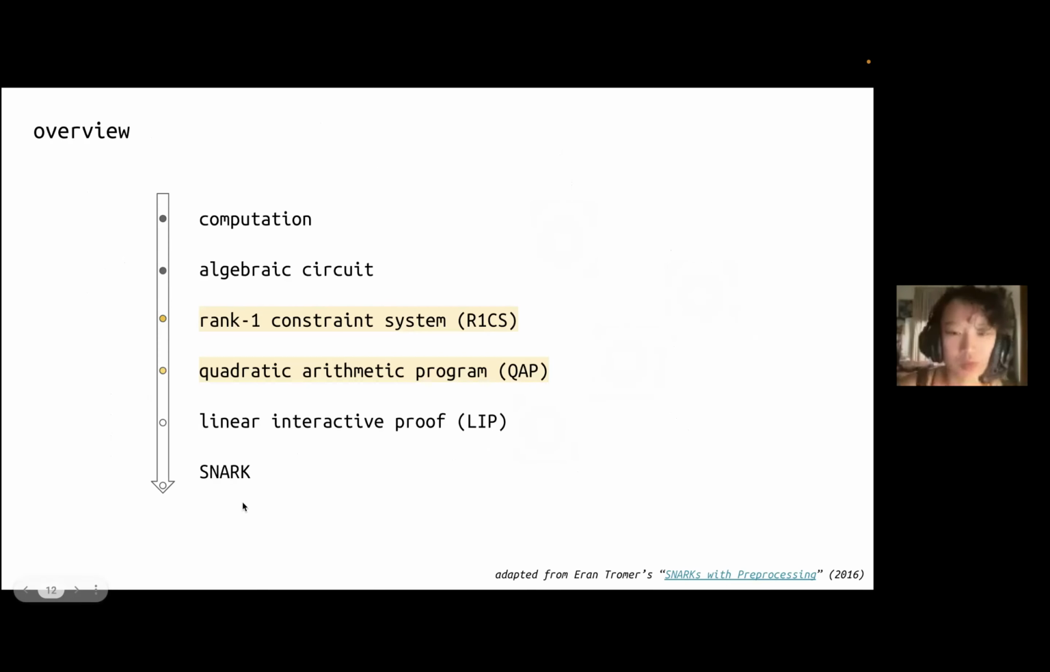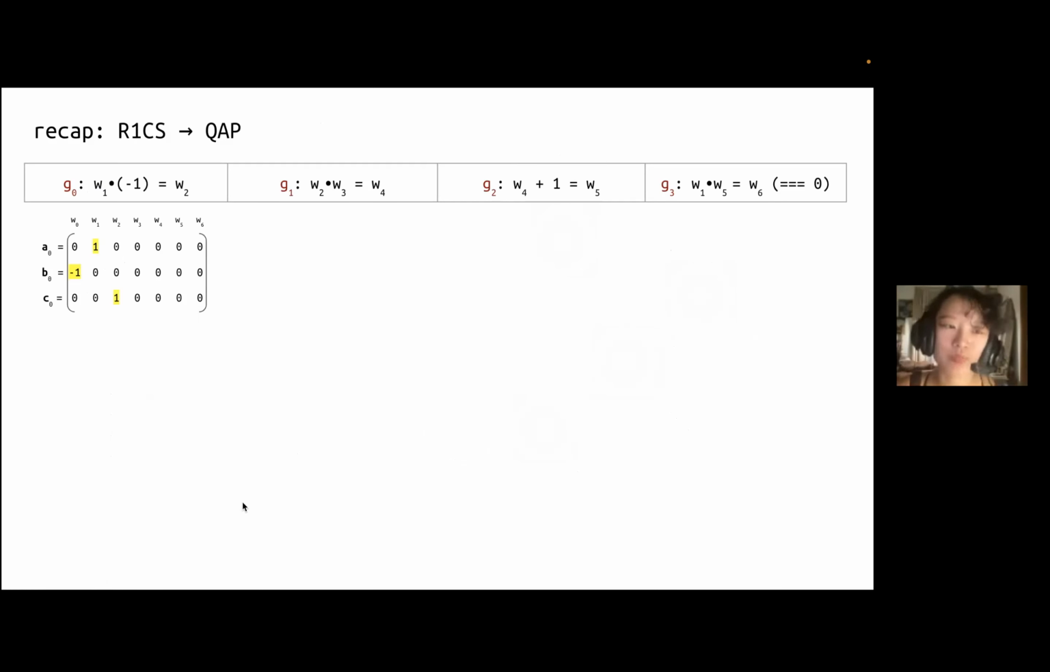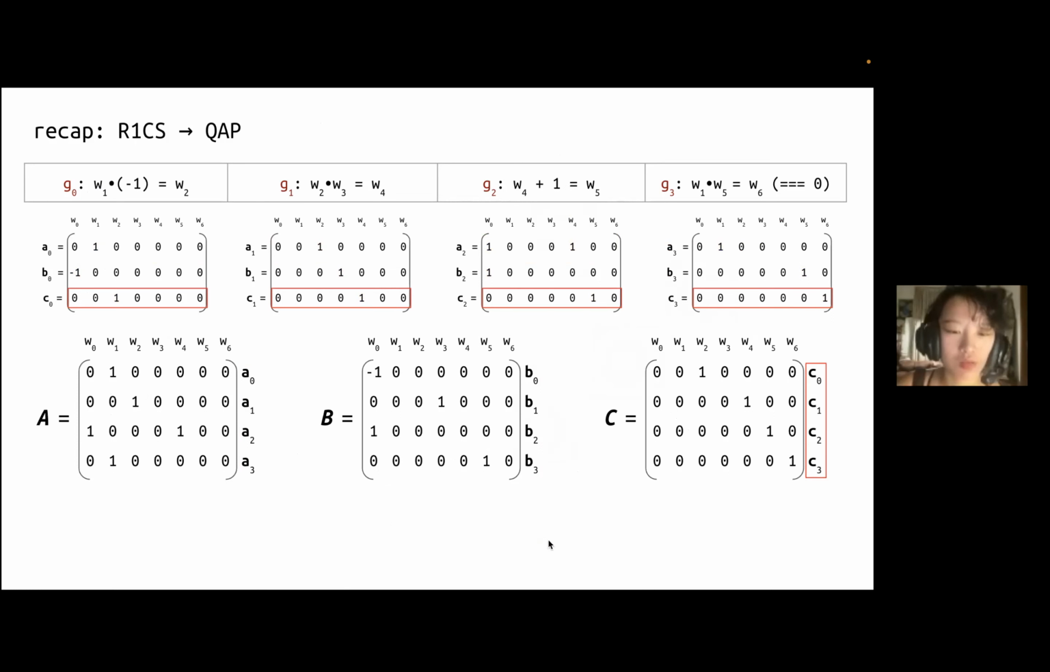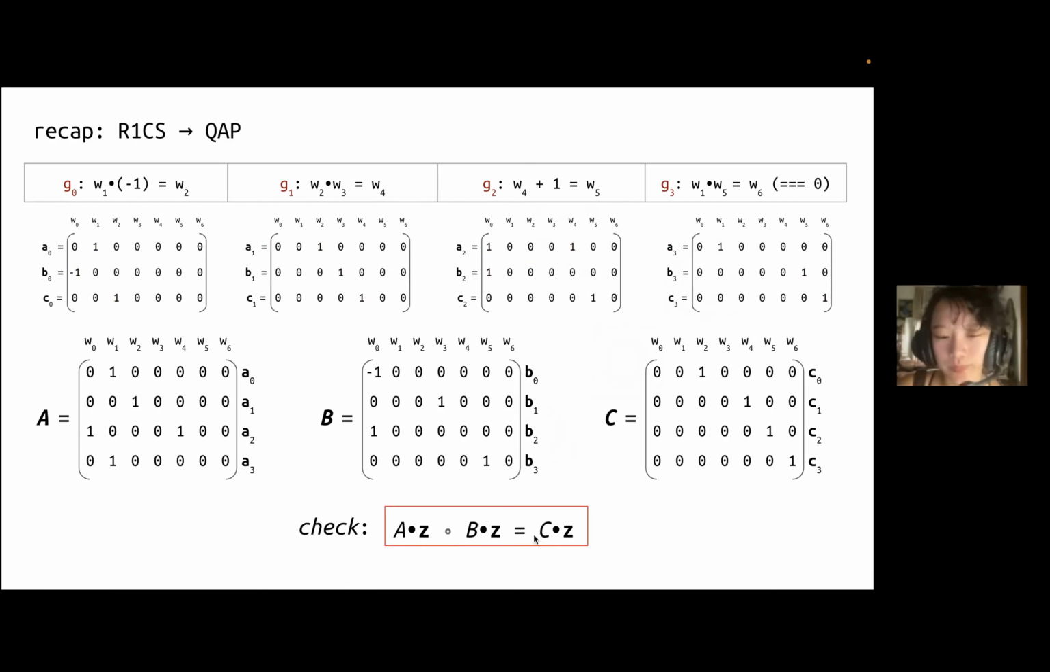So once we have our R1CS, we can massage it into a quadratic arithmetic program. And just to give it away a bit, the quadratic arithmetic program has this form: AZ times BZ equals CZ, where A, B, and C are matrices, and Z is the satisfying assignment. And it's called quadratic because of this multiplication operation between AZ and BZ.